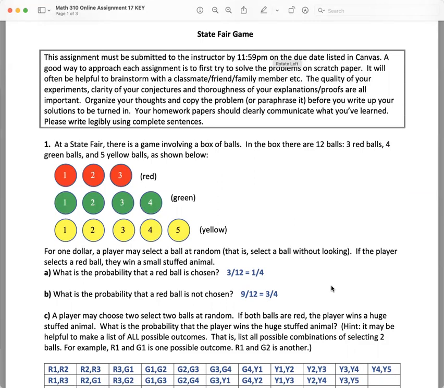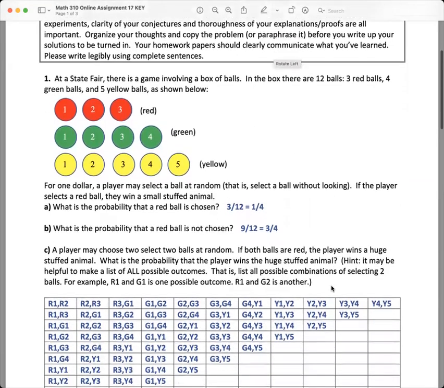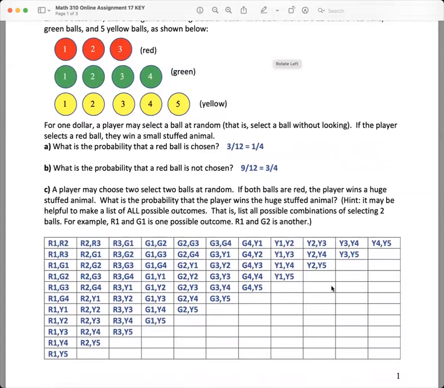And then we got to part C, where now you're selecting 2 balls. What's the probability that they're both red? My suggestion was to make a list of all the possible outcomes. Well, it just turns out there's lots of them. There are 66 possible outcomes, right? 66 ways to select 2 balls. And here I have listed them in a sort of systematic way.